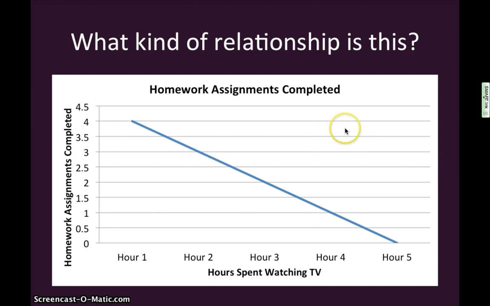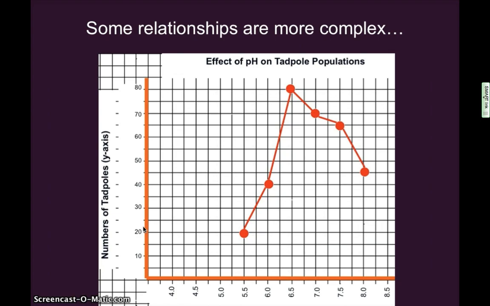What kind of relationship is this? As the time goes on, in terms of hours spent watching TV, does the number of homework assignments completed increase or decrease? It looks like it decreases. So as hours increase, homework assignments decrease. That would be called an inverse relationship. Some relationships are a little more complex.